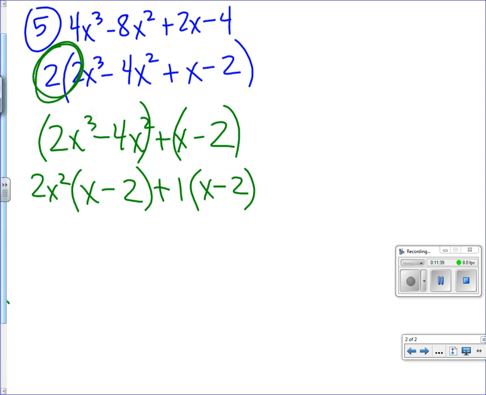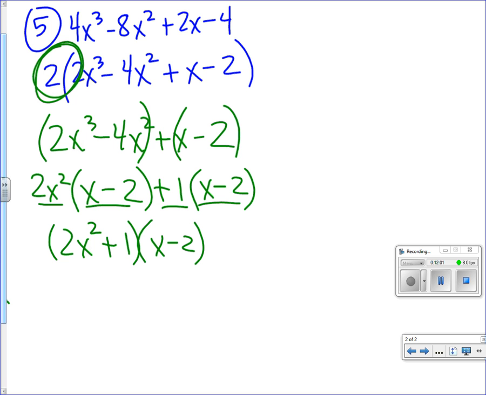Right. Plus 1. I do write the plus 1 because that way when we group them together, you remember to write plus 1. Okay? Yep. So I have my 2x squared plus 1. I group these 2 together times our matching factors of x minus 2. And don't forget the 2 at the very beginning.